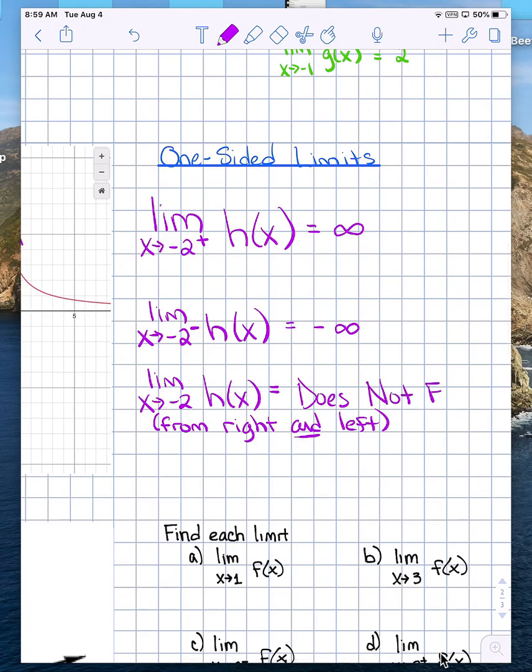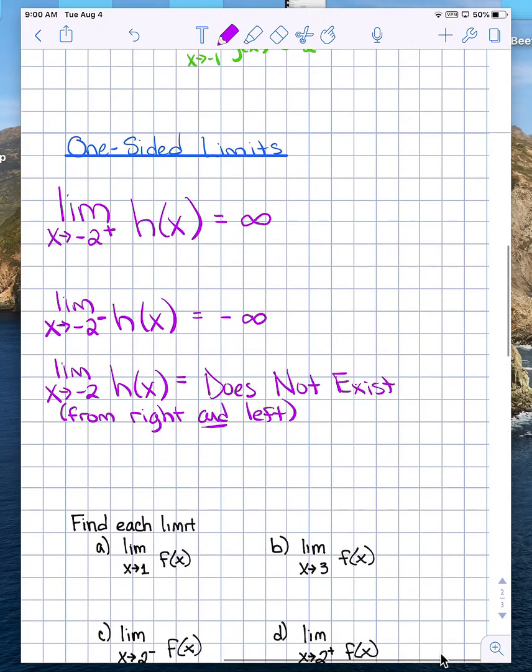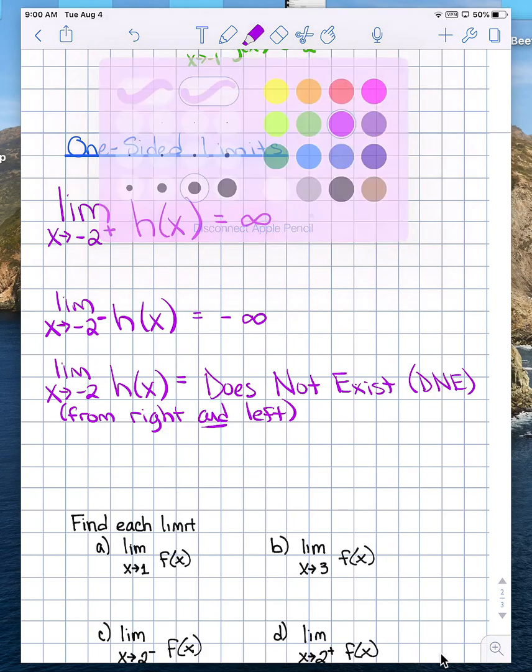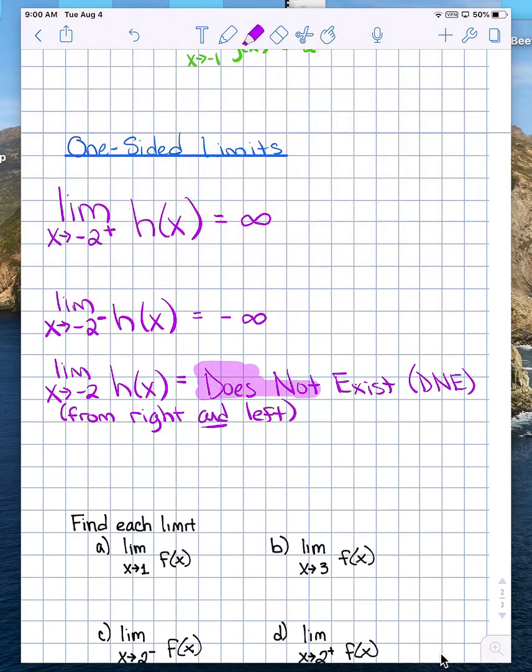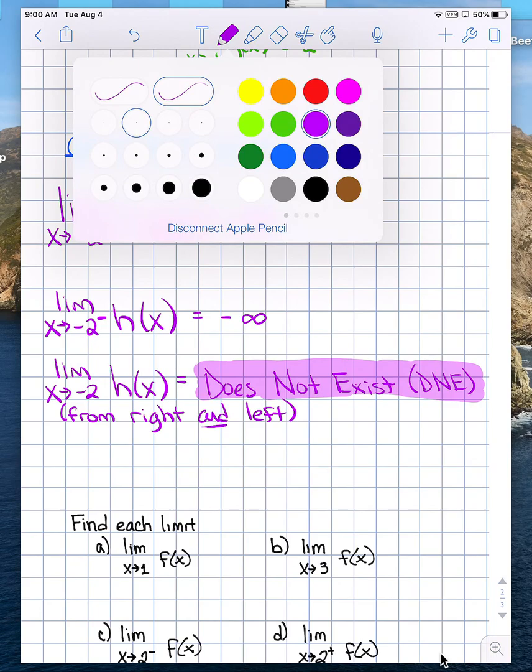There is not one y value this function is approaching from the right and the left at the same time. And because we're lazy, we say DNE, does not exist. Don't use this whenever you're unsure of an answer. Make sure you are very, very clear about why the limit doesn't exist.